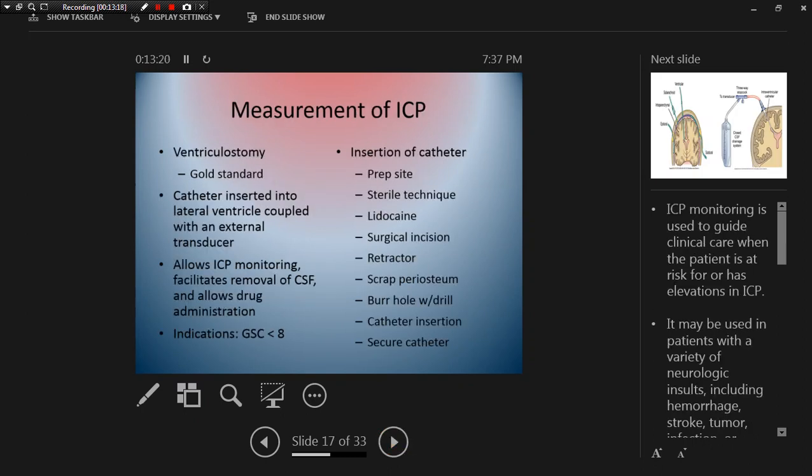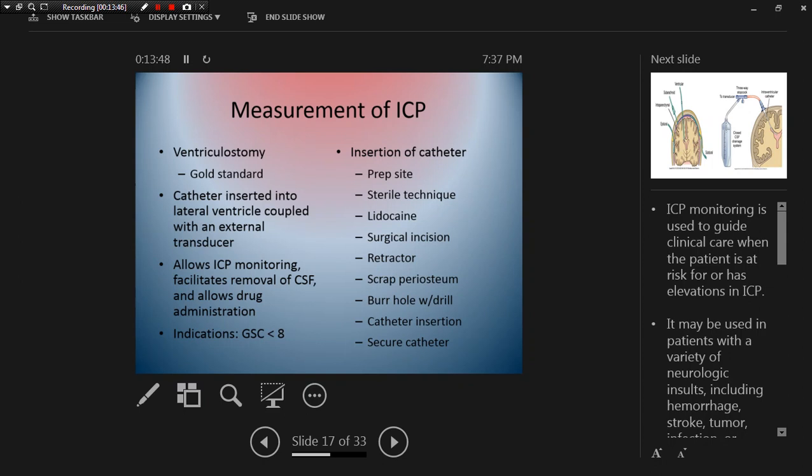All right, so measurements of ICP. The ventriculostomy system is the gold standard for measurements of ICP. Most of these are going to be able to not only measure ICP, but also drain cerebral spinal fluid in order to maintain optimal ICP. A catheter, usually placed by a neurosurgeon, can be done at the bedside, I guess, or in the OR. It's going to be inserted into the lateral ventricle coupled with an external transducer.